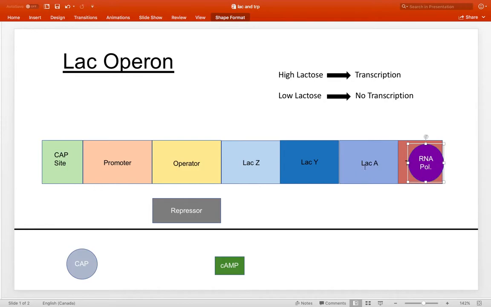When the RNA polymerase reaches the end of the operon, it approaches the terminator region, which is this region right here, which actually dismantles or breaks apart the RNA polymerase from the DNA strand, and the RNA polymerase will rebind back to the promoter to continue the cycle.